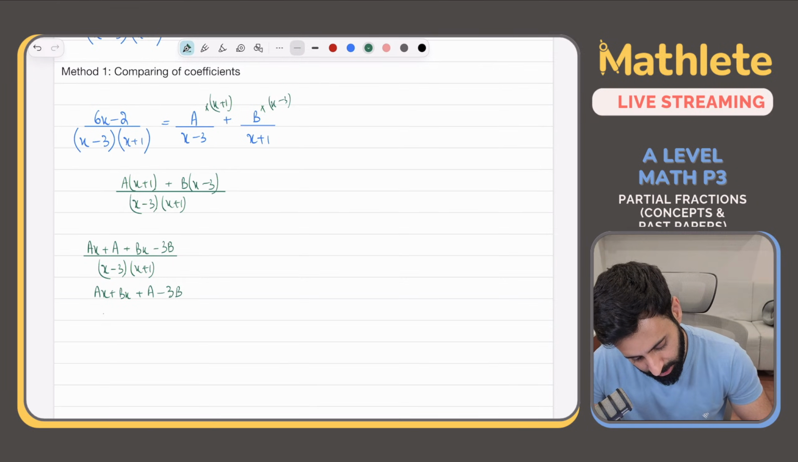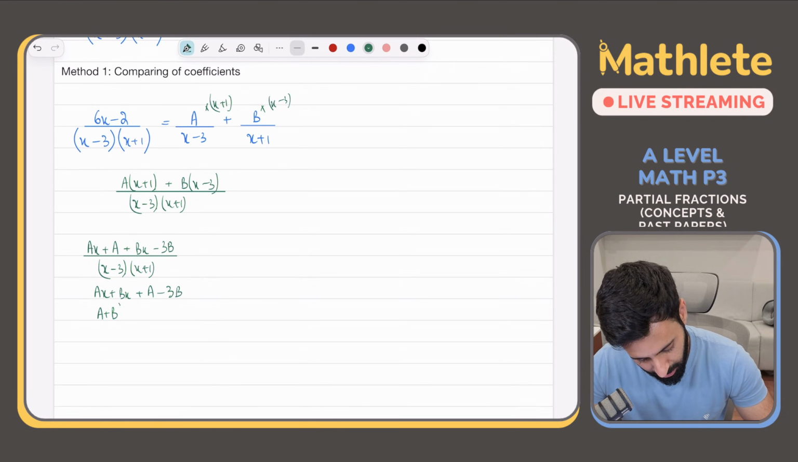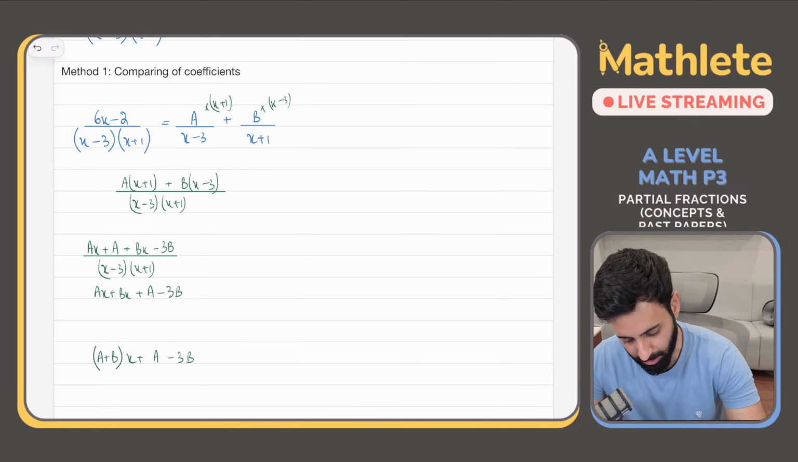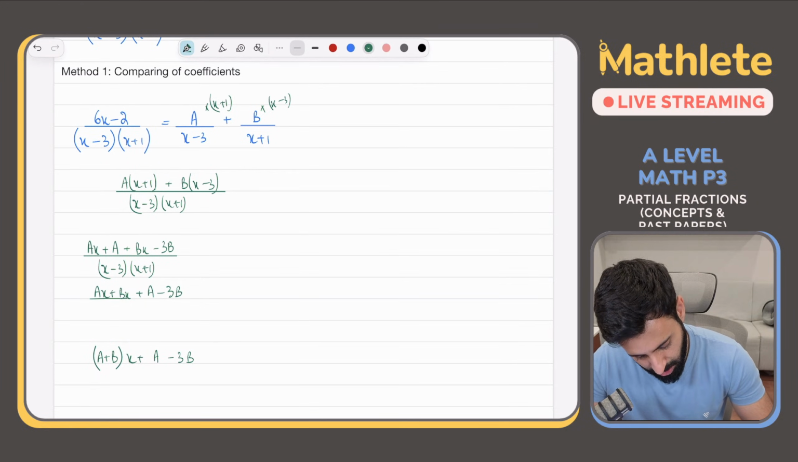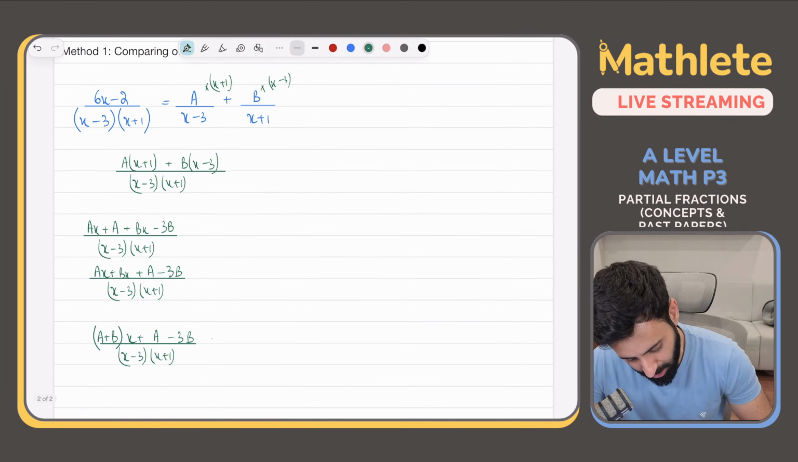If I take x common, we have a plus b into x, plus a minus 3b. Okay, let me write the denominator also so that you guys don't get confused about where the denominator suddenly went. So this is divided by this, and here is what we get. Now what are we comparing this with? We are comparing this with 6x minus 2 over x minus 3 into x plus 1.